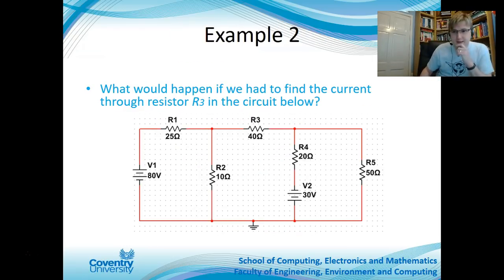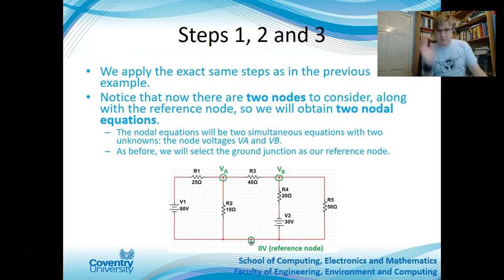Okay, here's a second example. This one's a little bit more complicated because you've got a more complicated circuit and you're going to end up with two unknown values. It's a bit more complicated, but don't panic. You can do this. We go for exactly the same set of steps as we did in the previous example. The only difference here is you've got two nodes to consider instead of one.